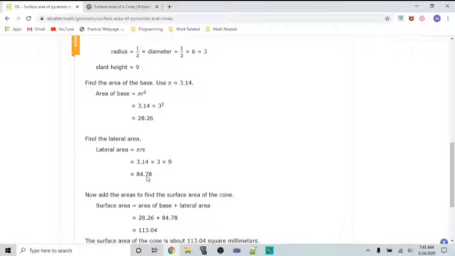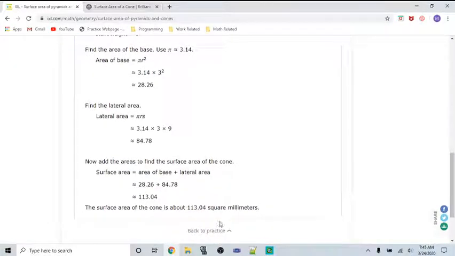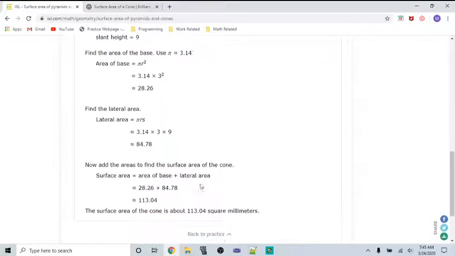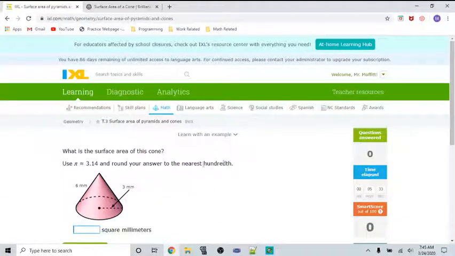And so your surface area is just the combination of all your areas. So they take this 84.78, this 28.26, they just add them together. That's the area of the base plus the lateral area to get the surface area. And then there's your total there. Now they rounded to 2 decimal places here. Let's see what they want us to do. They do nearest hundredth. So let's actually try this one out.